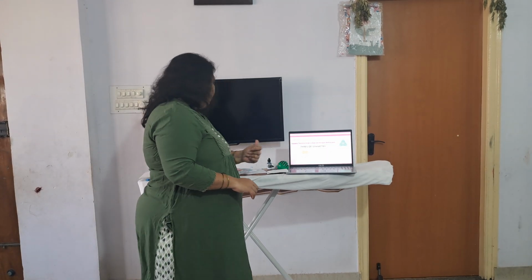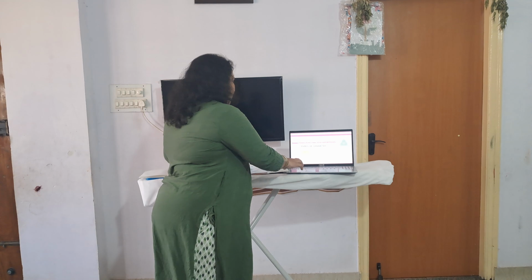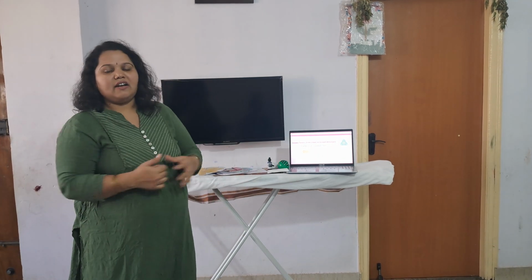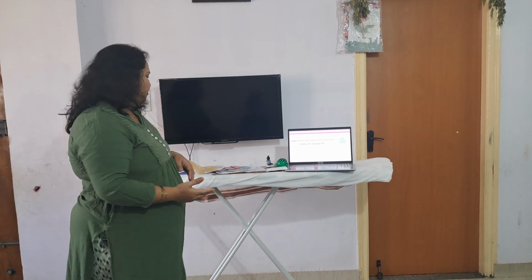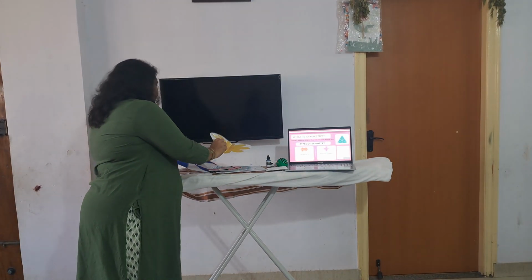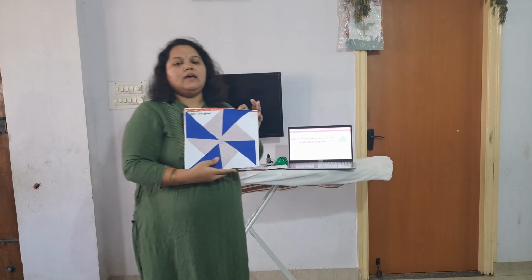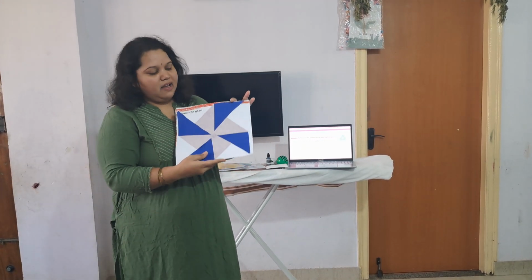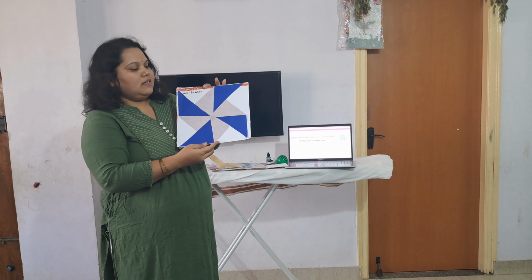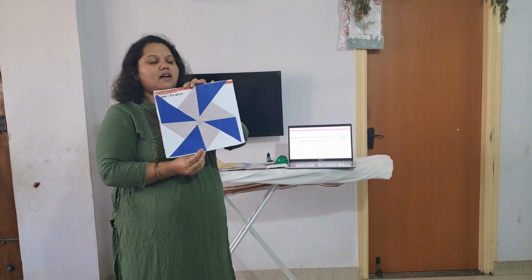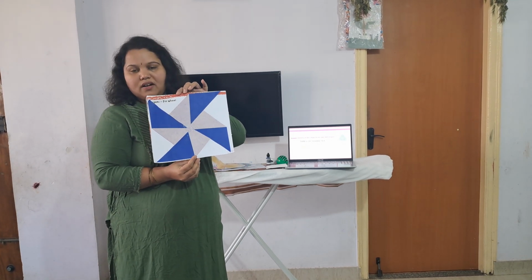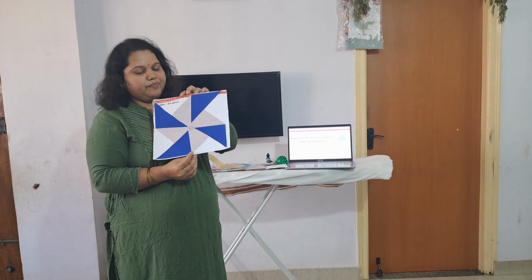Now, what is rotational symmetry? Rotational symmetry is a special kind of symmetry. When an object is turned, it still looks the same. For example, a pinwheel, we can call it a windmill also. See, this is a perfect example of rotational symmetry.